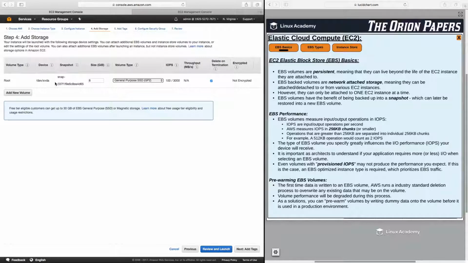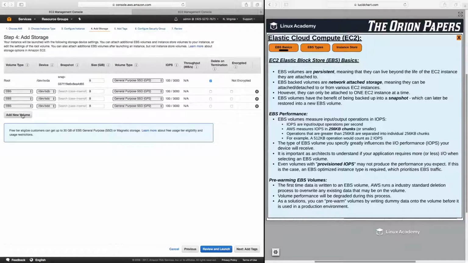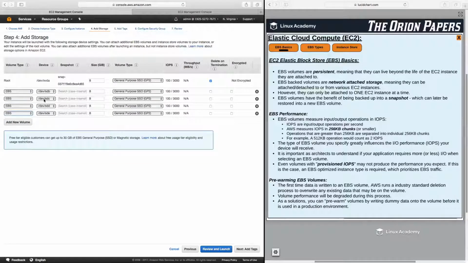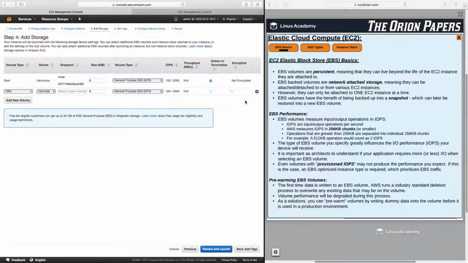Now, during the creation process, we can always add more volumes. So I can click here, add a volume, add another volume, add another one, or even add a fifth volume. And then within these, adjust the size, select the volume types, and thus also adjust the IOPS. However, we're not going to need all of these for now, so I'll remove some of these, but I just wanted to show you that you can add many volumes at once during the creation process.